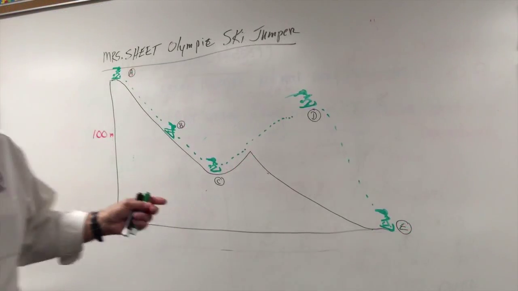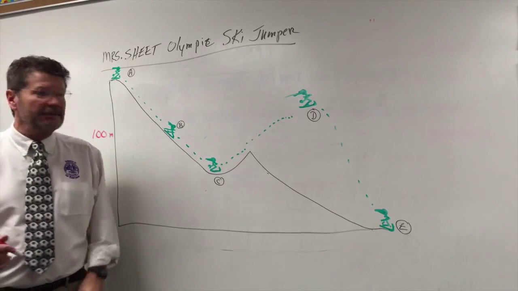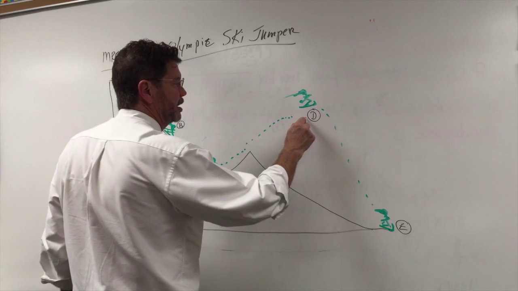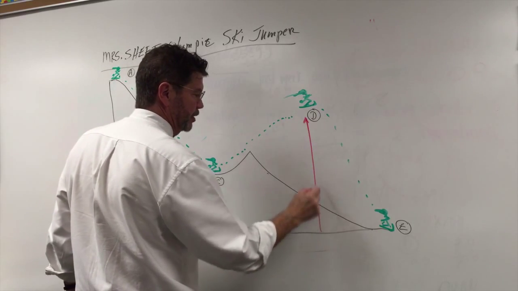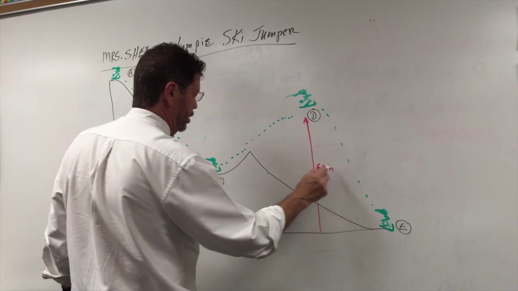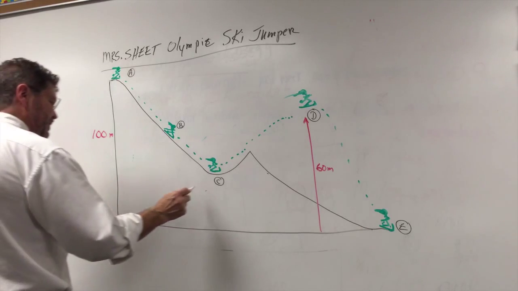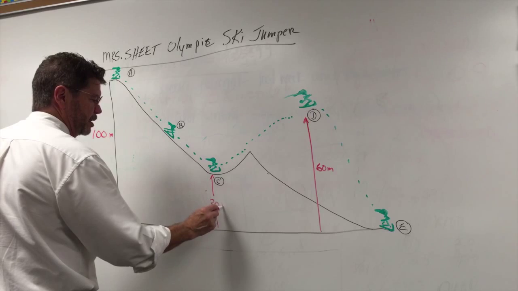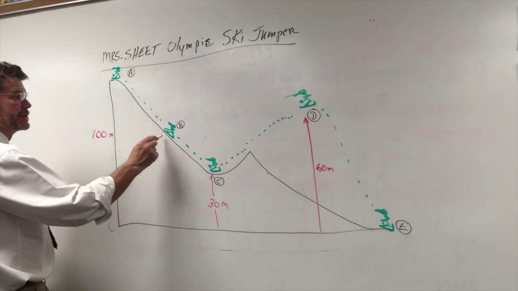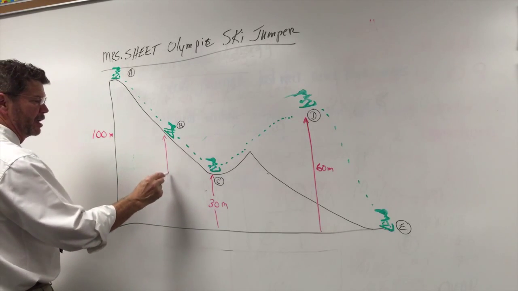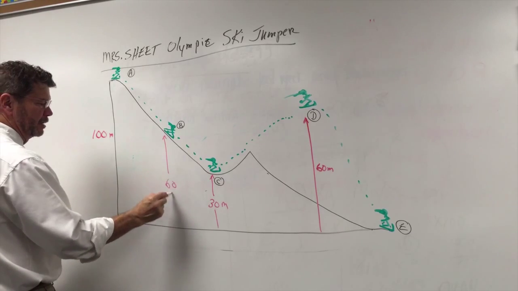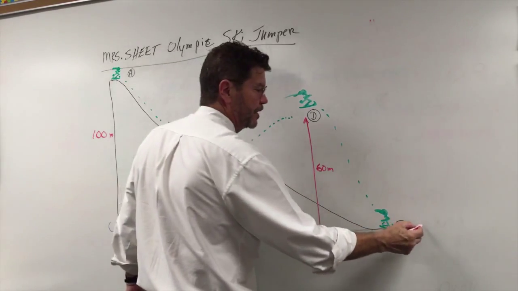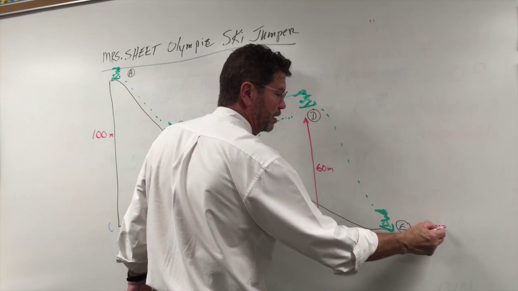Okay, so we got Mrs. Sheets, and she's flying through the air, right? So let's do some of the heights. This here is 60 meters. Wow. Ready? This is one of the lowest points, 30 meters. Got it? Over here is 60 meters. Got it? And what do you think this is, boys and girls? 0 meters, right.